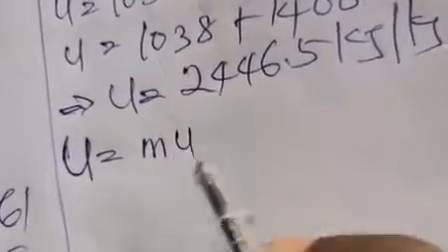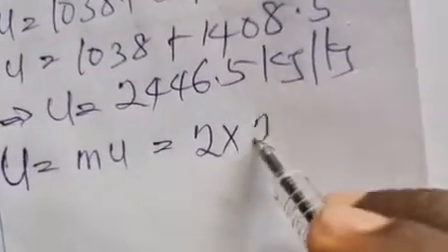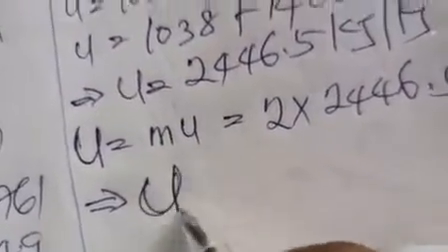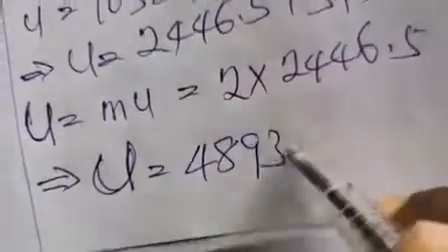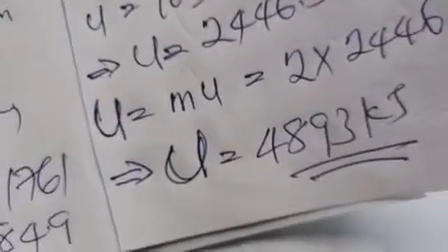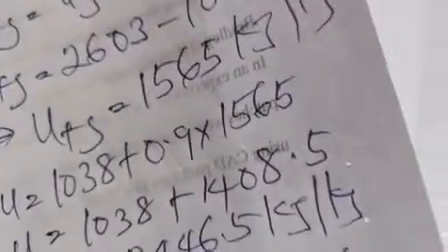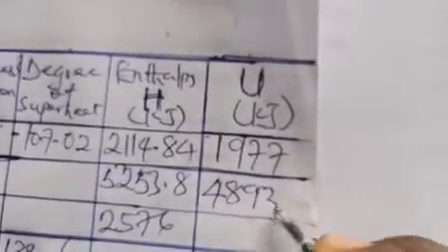Also we have to convert to total internal energy. That's simply mass times specific internal energy. Mass is given as 2, so 2 times 2446.5. This implies that internal energy itself is equal to 4893 kilojoules. So this becomes the total internal energy. We'll replace that here: 4893. So that gives us total internal energy.